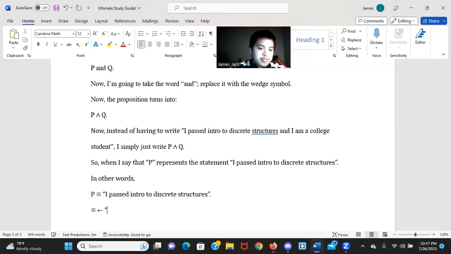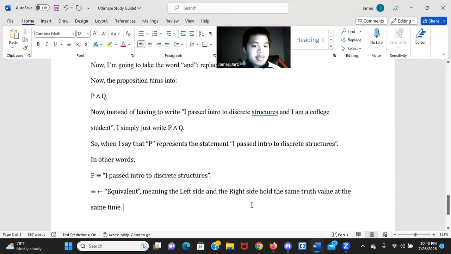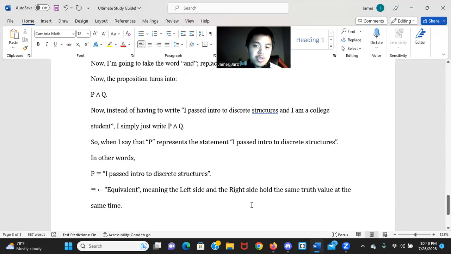Quick note, this is saying equivalent, meaning the left side and the right side hold the same truth value at the same time. So when one side is true, the other has to be true. When one side is false, the other side also must be false. They both must be the same at the same time, or else it's a false statement. And why is that the case? Well, we'll show this when it comes to the idea of truth tables.